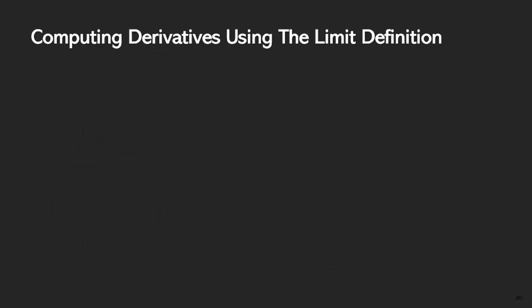So how can we compute derivatives using the limit definition now that you're familiar with all the notation? Here's the difference quotient limit definition. It's the same as what we were looking at earlier. Let's say we have the function f of x equals x squared, and we want to know the slope of x squared. We need to take this limit.